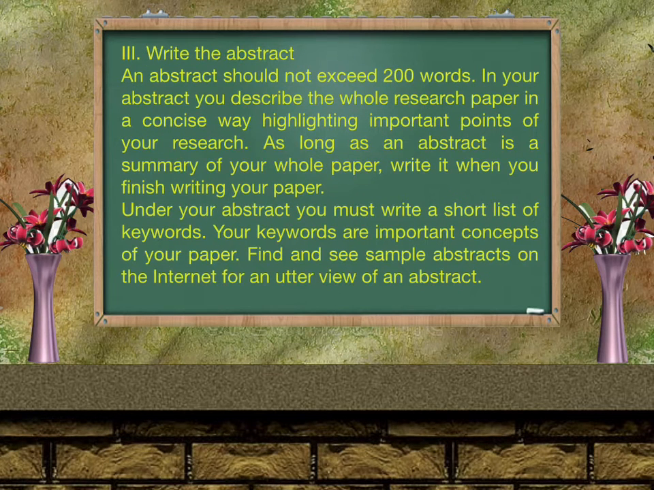Write the abstract. An abstract should not exceed 200 words. In your abstract, you describe the whole research paper in a concise way, highlighting important points of your research. As long as an abstract is a summary of your whole paper, write it when you finish writing your paper. Under your abstract, you must write a short list of keywords. Your keywords are important concepts of your paper. Find and see sample abstracts on the internet for an author view of an abstract.